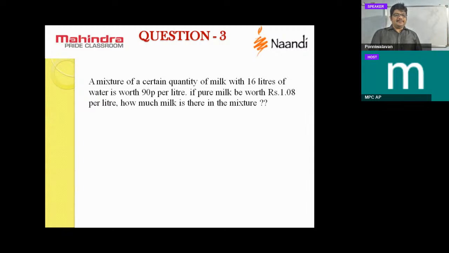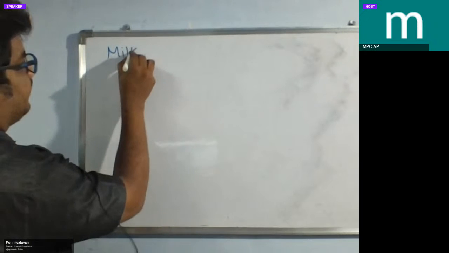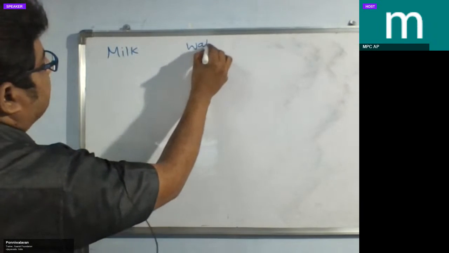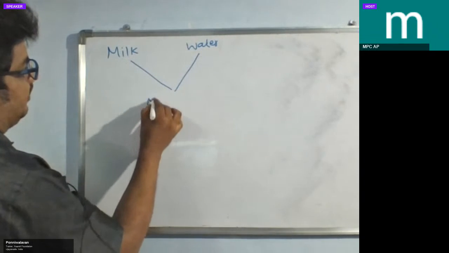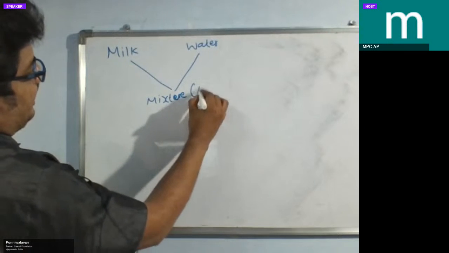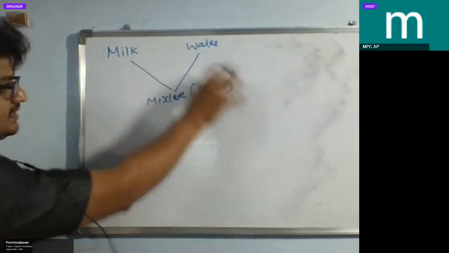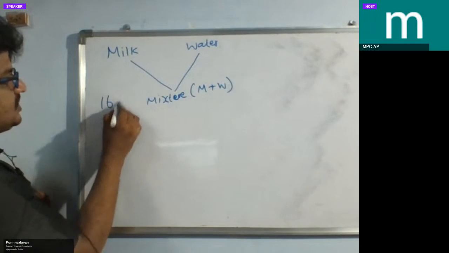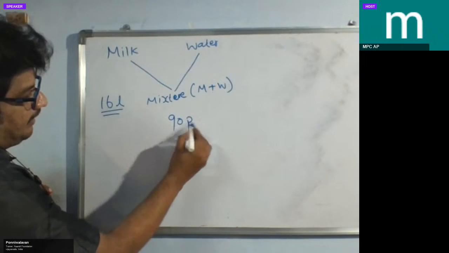Okay, that 90 paise. Listen, I will explain this. They are mixing pure milk with water. They are getting a mixture. That mixture will have milk plus water. This has water of 16 liters and its worth is 90 paise.